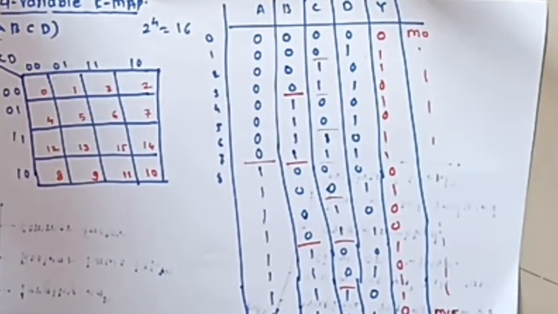So now in this lecture we have studied how to draw the K-map for different variables, meaning for 2 variables, 3 variables and 4 variables. We will draw the K-map up to 4 variables.